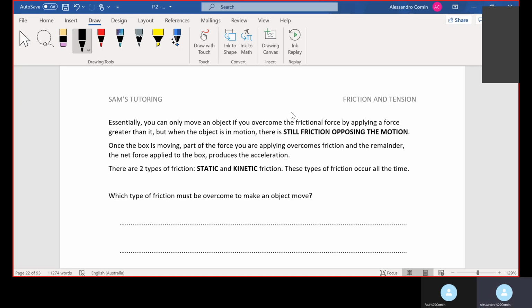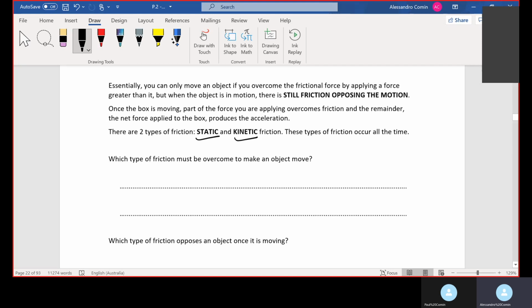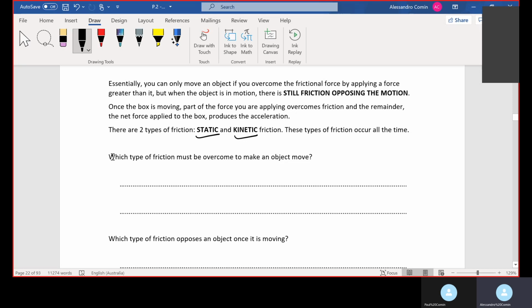And the answer to that is that there's actually 2 types of friction. We have static friction and we have kinetic friction. These types of friction, they kind of occur all the time. So which type of friction must be overcome to make an object move? Well, that's going to be static friction because it's the friction that causes an object to be static or stationary. And then which type of friction opposes an object once it's moving? That's obviously going to be kinetic friction because it's moving, kinetic.